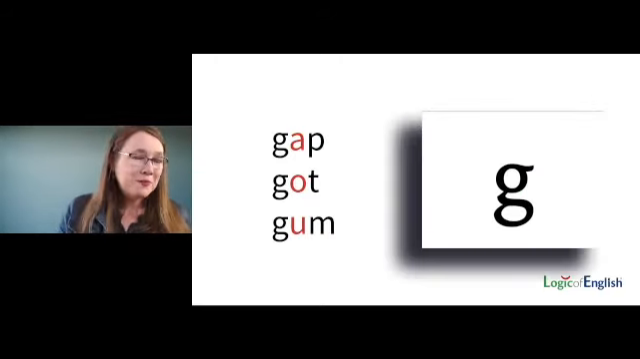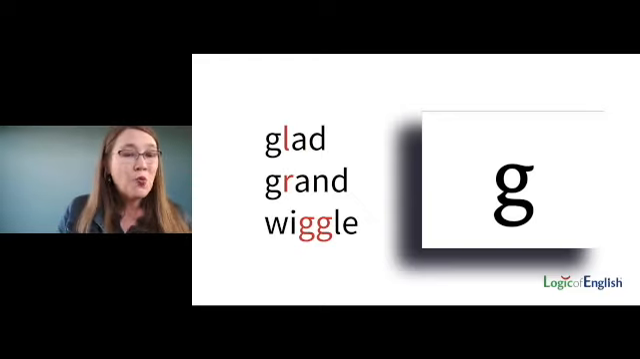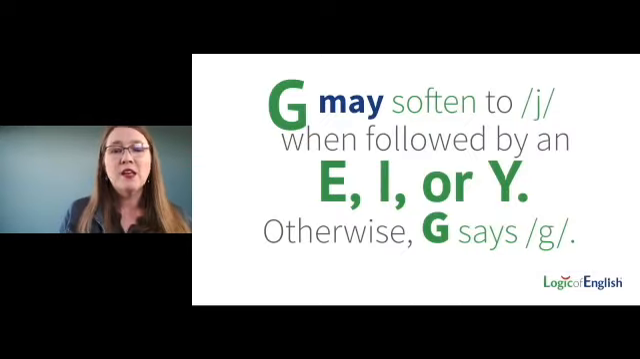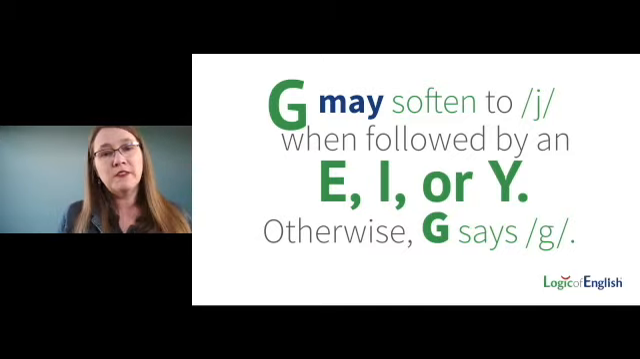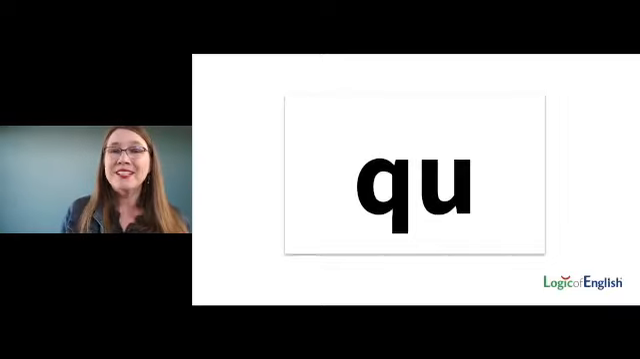And then you're probably wondering, well, what good is that? What does G always say before an A, O, or U, as in gap, got, and gum? G. What does it always say before a consonant, as in glad, grand, and wiggle? G. What does it always say at the end of the word, as in egg, peg, and log? G. So G may soften to J when followed by an E, I, or Y. Otherwise, G says G. So what are the two sounds of this phonogram that we should teach right from the beginning? G and J.